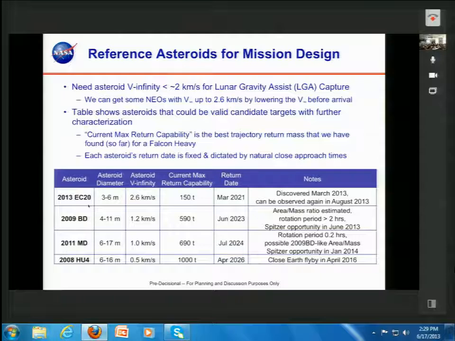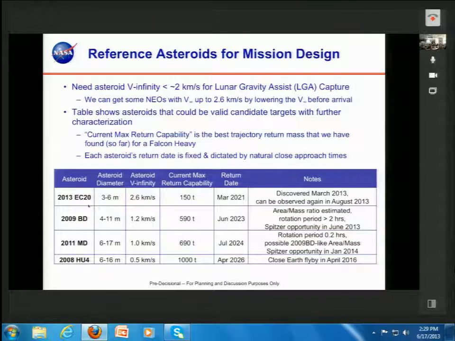But we know very little about this asteroid. However, in the last column, you see that there's a close Earth flyby in April 2016. At that flyby, we can observe the asteroid, determine its spectral type, and use radar to measure its size. Then we can determine if it is 1,000 tons.